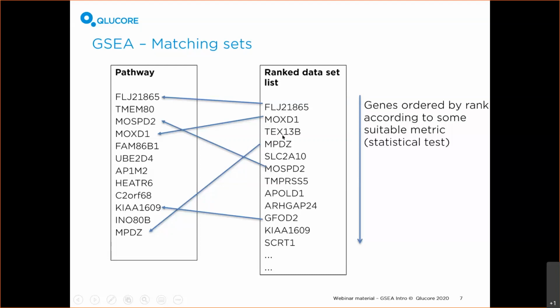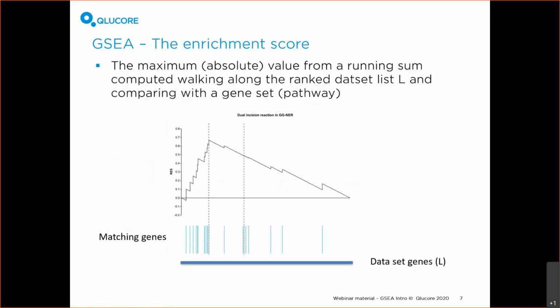The third one here is not present, this one is present, and so on. And while doing this, I'm calculating the running enrichment score, which I will show you in the next slide.